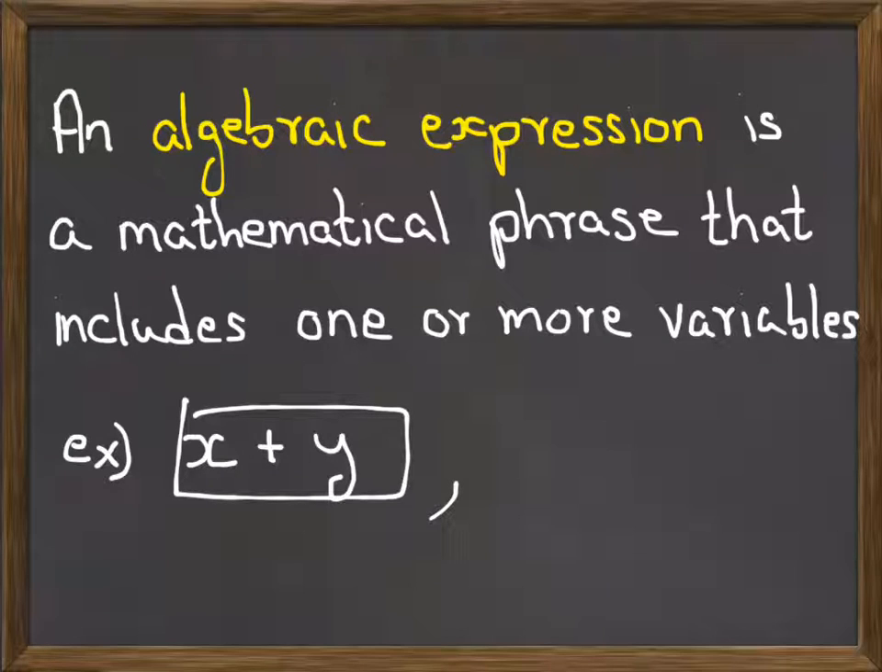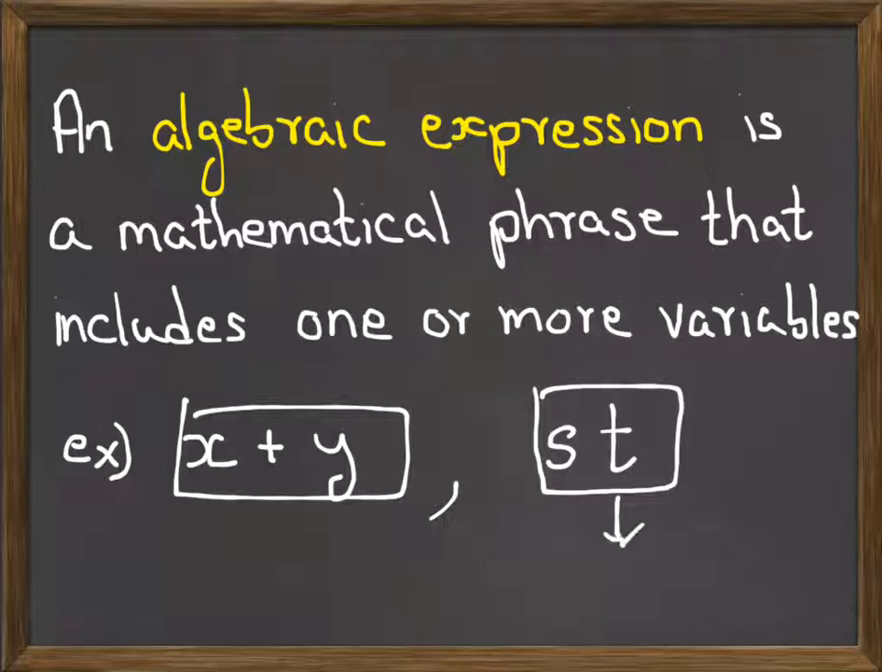Suppose S represents the speed of a vehicle and T represents the time it takes to reach some place, some destination. So is this now speed multiplied with time? Is this an algebraic expression? Yes, because an algebraic expression is a mathematical phrase that includes one or more variables.